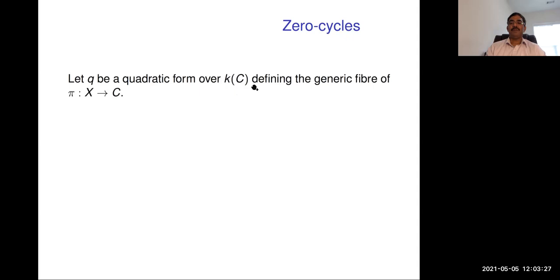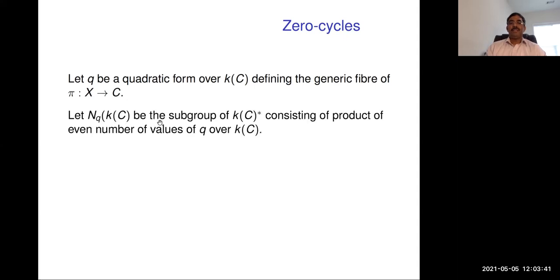Let Q be a quadratic form over K(C), defining the generic fiber of this quadratic fibration. Each fiber is a quadric, and we look at the generic fiber, which is given by some quadratic form over K(C). Let N_Q of K(C) be the subgroup of K(C) star consisting of products of an even number of values of Q over K(C). In other words, N_Q of K(C) consists of elements of the form Q(v1) times Q(v2) up to Q(v2n), so an even number of values.